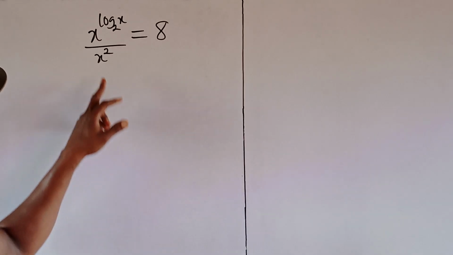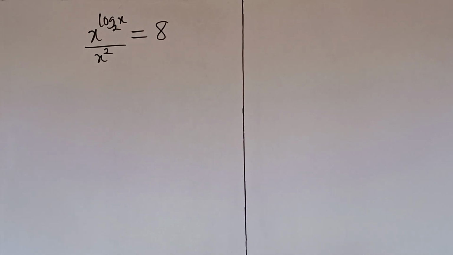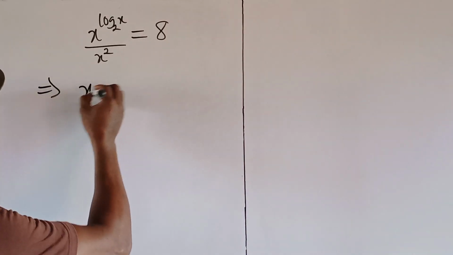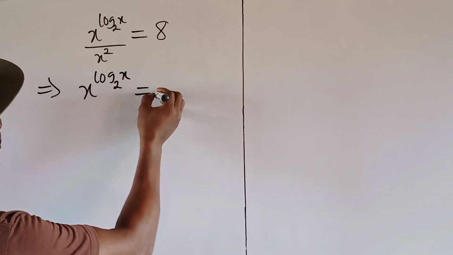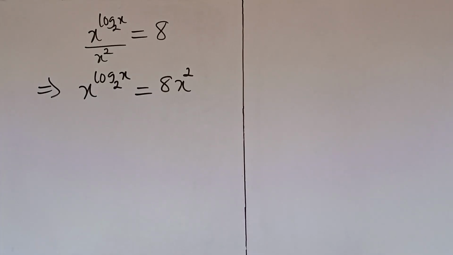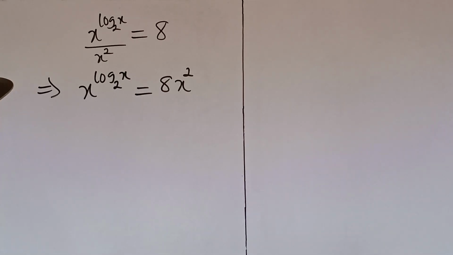Rather, we'll get rid of the s squared here and involve logarithm. So if I multiply both sides of this equation by s squared, which is the least common denominator, we are going to be having s raised to log to base 2 of the argument s equal to 8s squared. Okay? Now, I shall then take the log of the base of 2 on both sides.